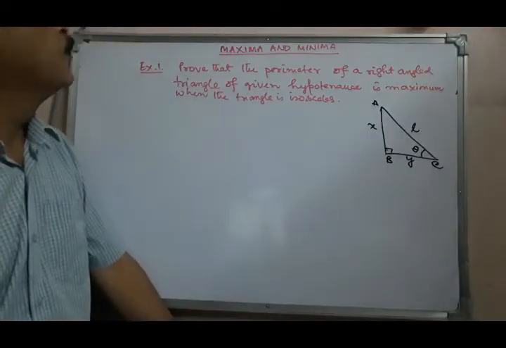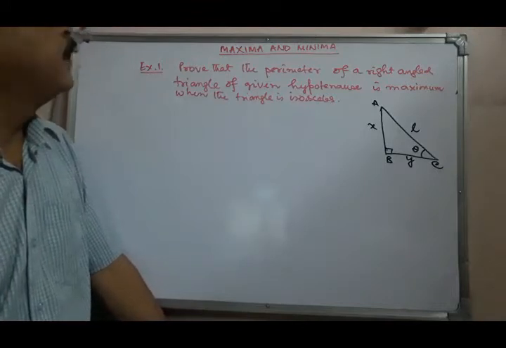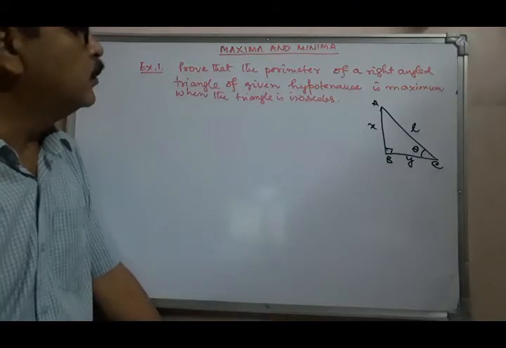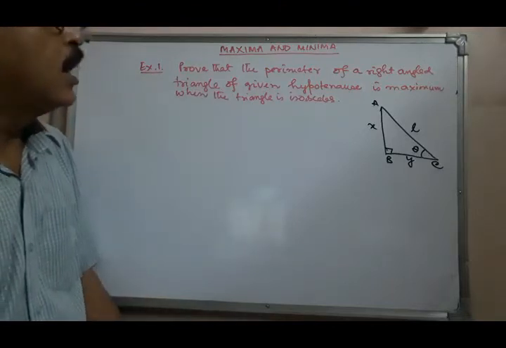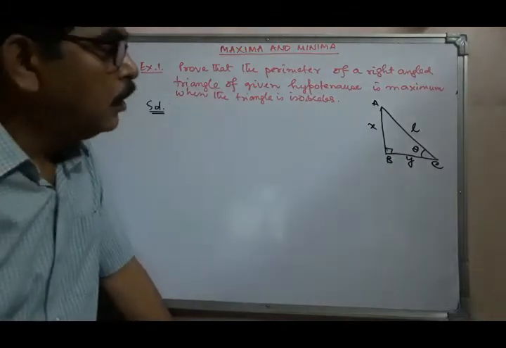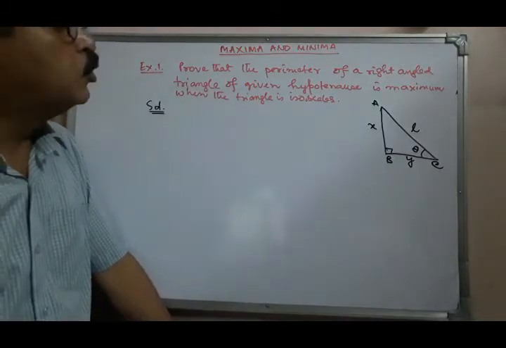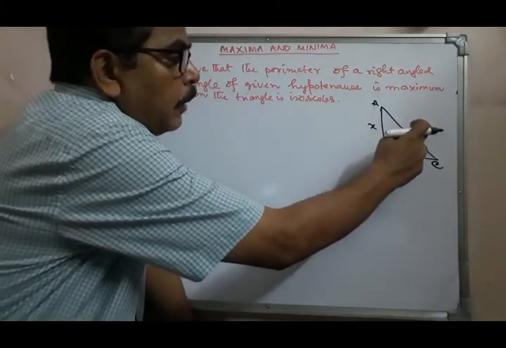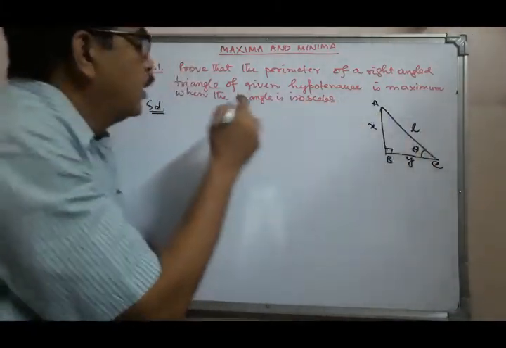Example 1. Prove that the perimeter of a right angle triangle of given hypotenuse is maximum when the triangle is isosceles. Solution. First we have to identify the two variables. So here, the hypotenuse is given, so let it be the constant L.